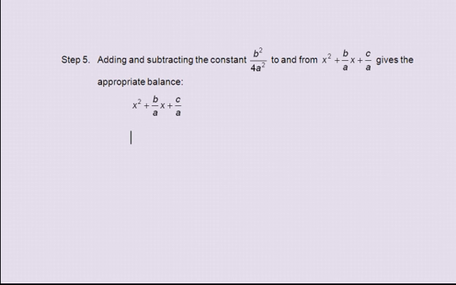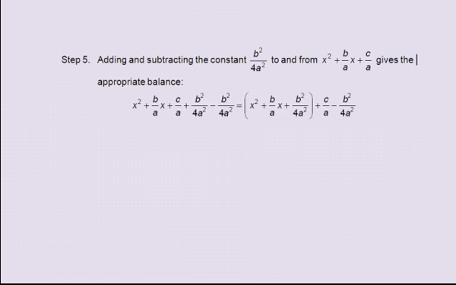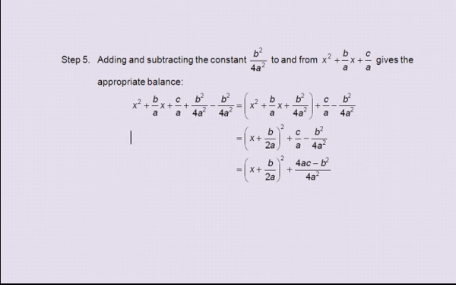Starting with x squared plus b over a times x plus c over a, you add and subtract the constant b squared divided by 4a squared. Then rewrite to identify the square, which is shown here in brackets. Now write the square as x plus b over 2a all squared. And finally combine the constant terms to give x plus b over 2a all squared plus 4ac minus b squared all divided by 4a squared.